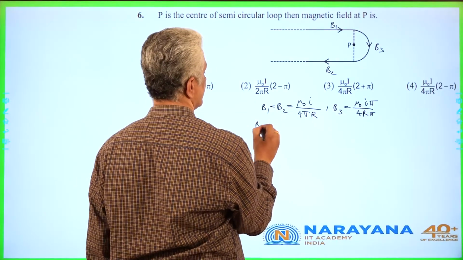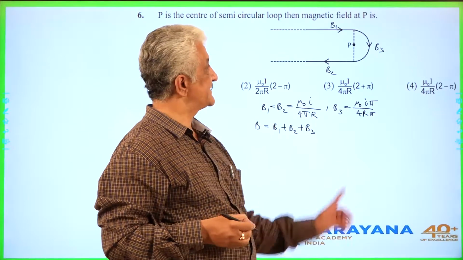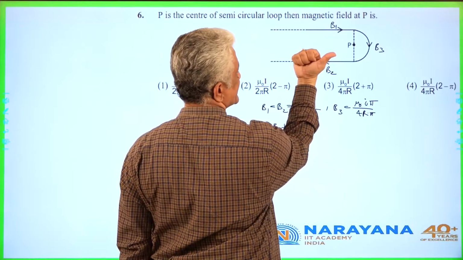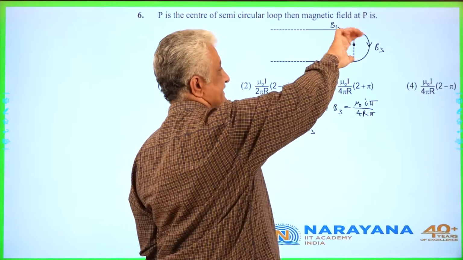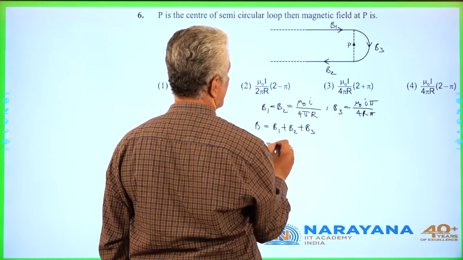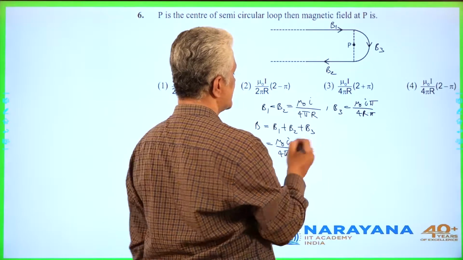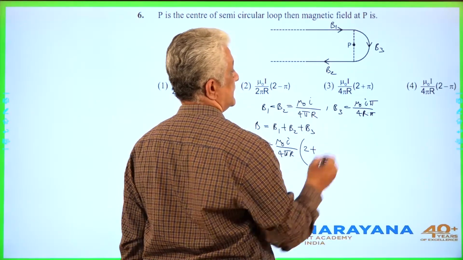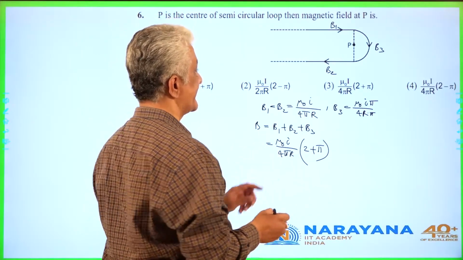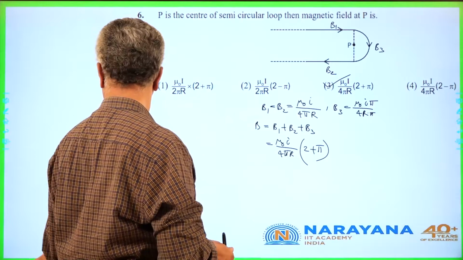Then the total magnetic induction is the sum of B1, B2, B3. Why sum? Because all 3 are in the same direction, which we can say using Ampere's right hand thumb rule. For this it is inward, for this also inward, even for this also inward. All 3 are in the same direction, so we simply add them. When we add them, we can take mu naught I by 4 pi R common. So it is 1 plus 1, 2, plus pi. So mu naught I by 4 pi R into 2 plus pi is nothing but the third answer, which is correct. That is the sixth one.